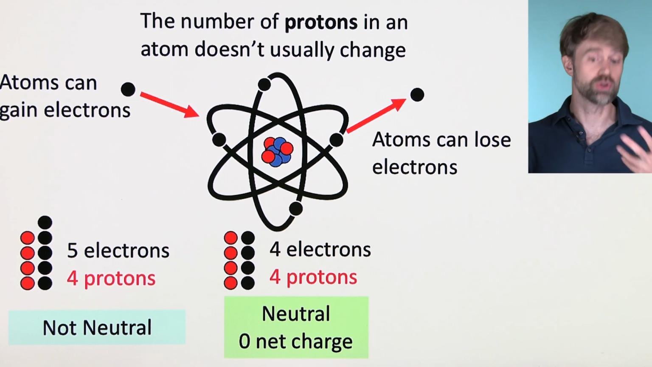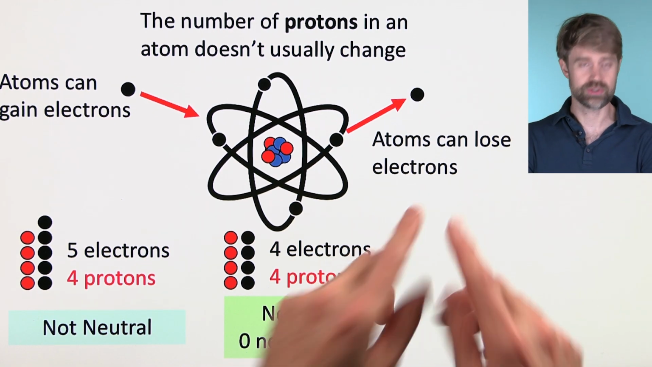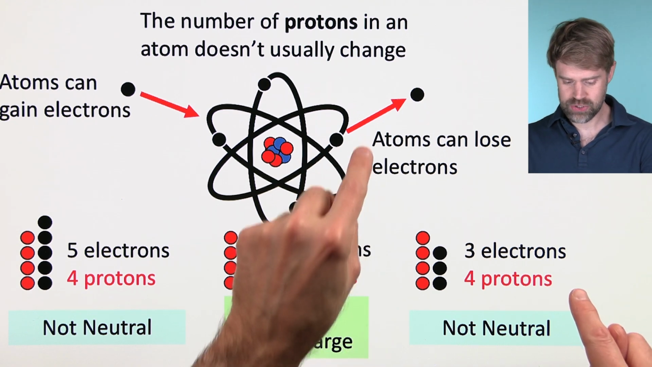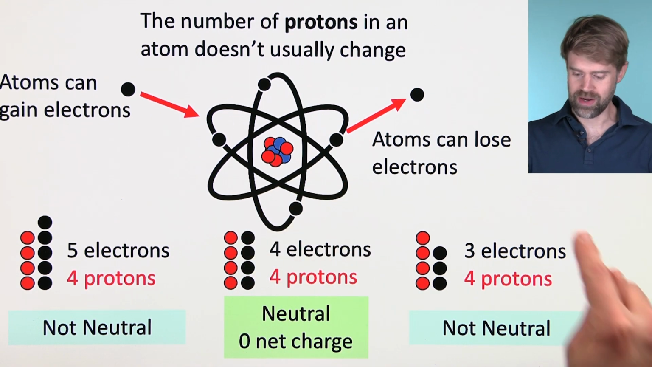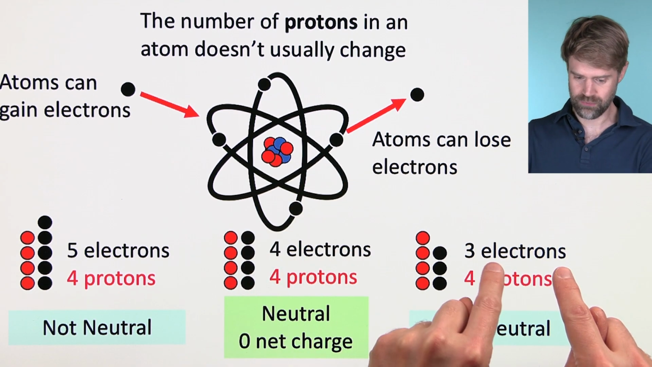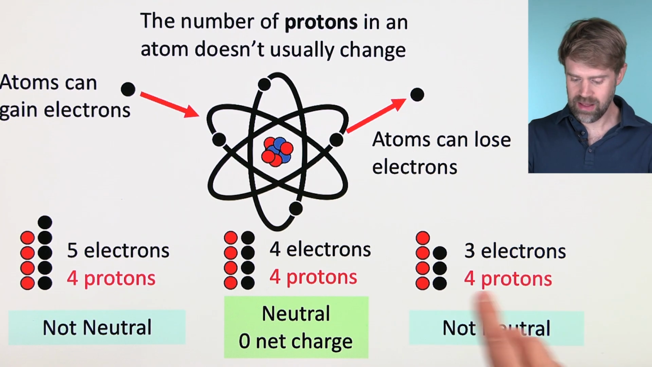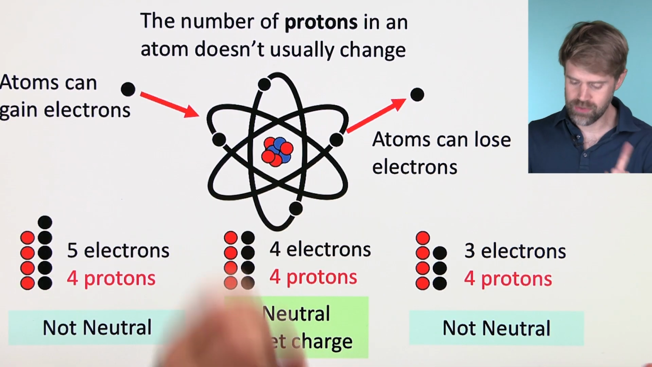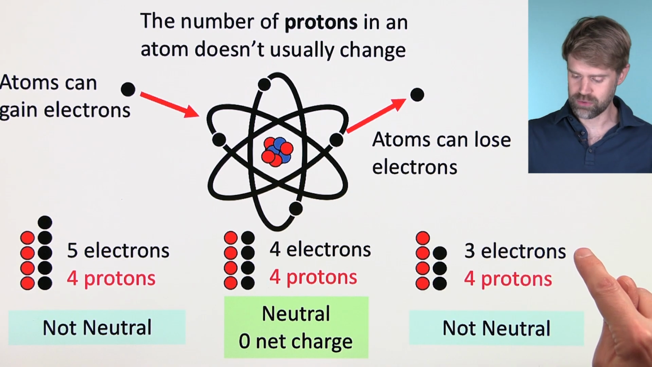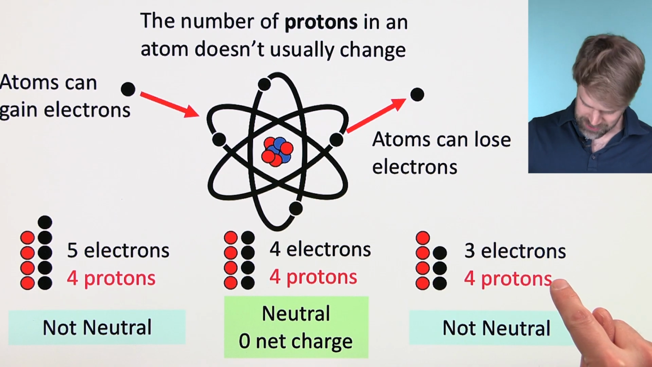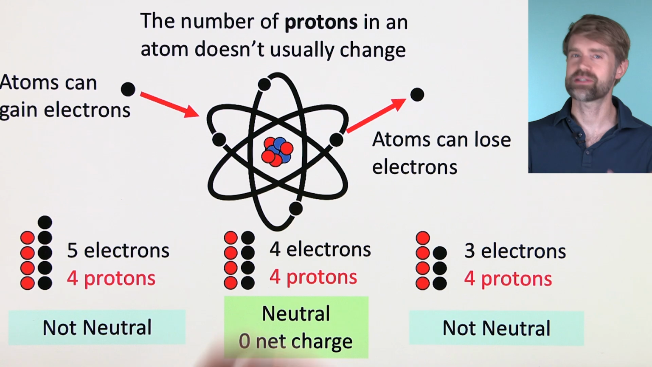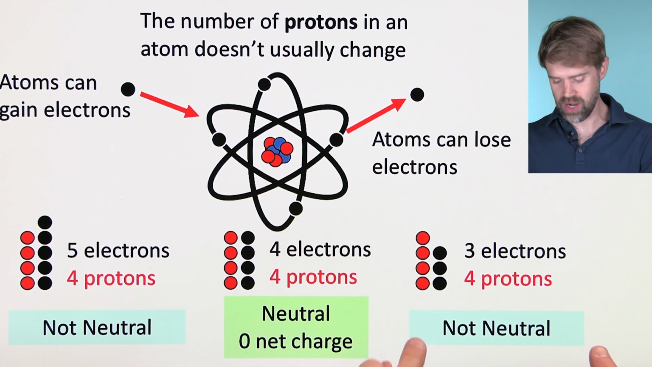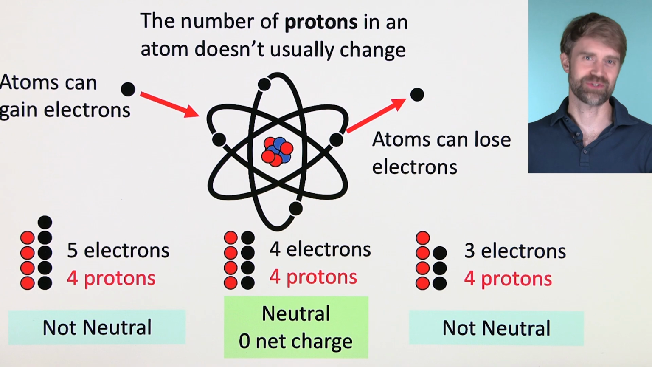And atoms can also lose 1 or more electrons. Where do they go? Don't worry about it right now. But if we lost 1 electron here, we'd have 3 electrons, 4 to 3, but we'd still have 4 protons because the protons aren't going anywhere. And we'd have another situation where protons and electrons don't balance out, where they're not equal, and so the atom is not neutral and has a charge.